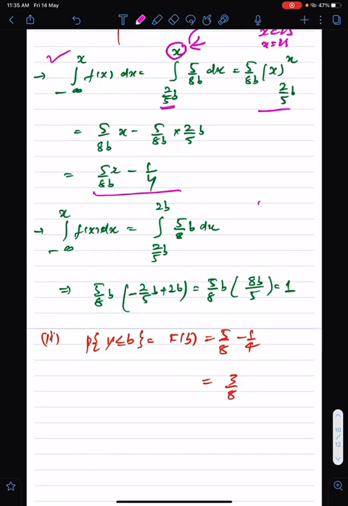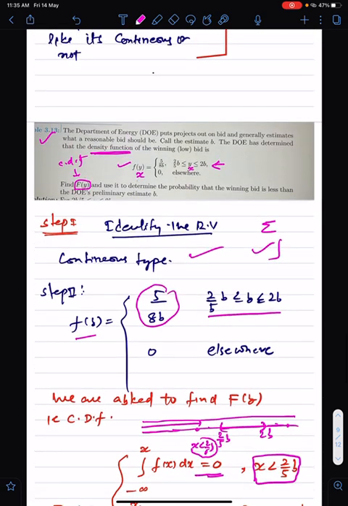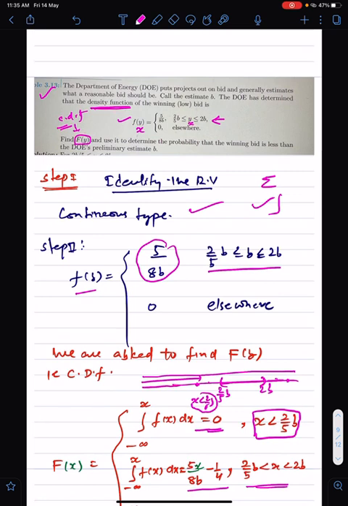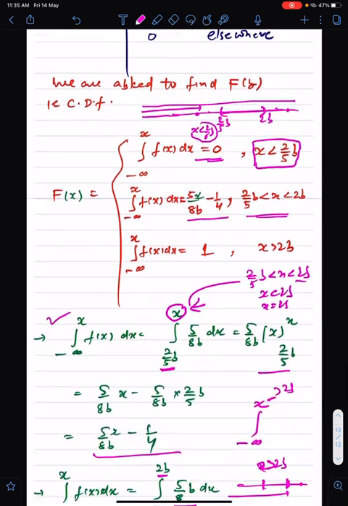And if my x is greater than 2b, I know that my integration is from minus infinity to x. My x is somewhere here, and I'm going from here to here, but my function is defined only in this interval, from 2 upon 5b to 2b. So I'll put the value of the function, calculate it, and I'll get 1. This is how I'll solve the first part, that is to find the CDF, the cumulative distribution function. The next part asks us to use it to determine the probability that the winning bid is less than the Department of Energy preliminary estimate b.